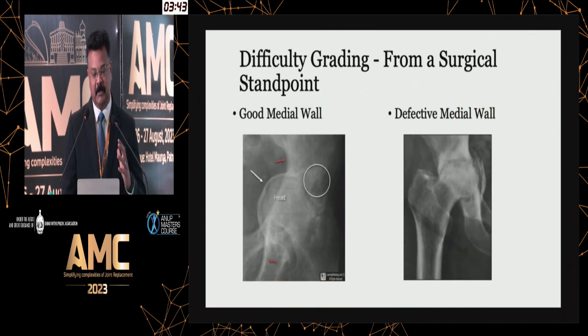Now, from a difficulty point, as far as the surgical concerns are concerned, what does a good medial wall tell us? It tells us that it is something which has been brewing over a period of time such that the bone has got a chance to remodel. And thereby, despite the fact that they look quite ghastly, they are structurally quite sound. And this, in turn, will tell us that we can go ahead with some form of impaction grafting without any fear of breaching the medial wall. However, if you're looking at a status where there is a defective medial wall, that's not something which we can think of doing.